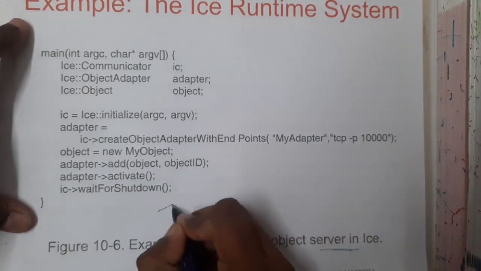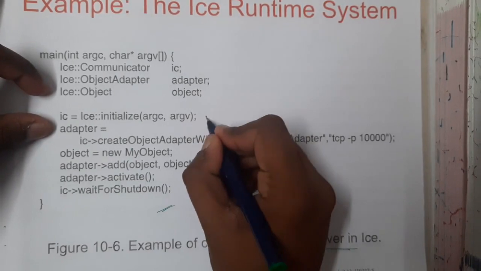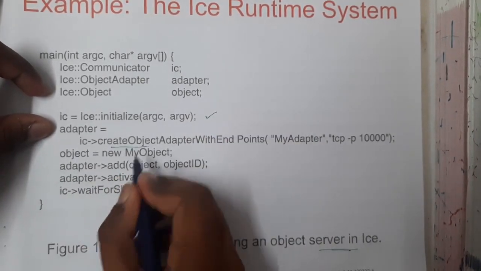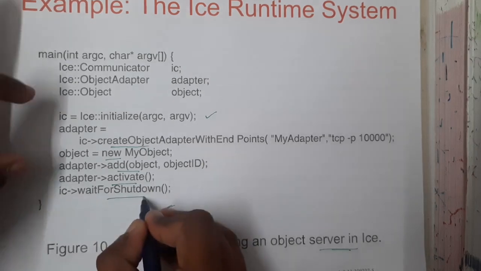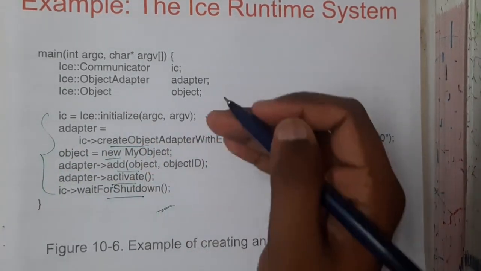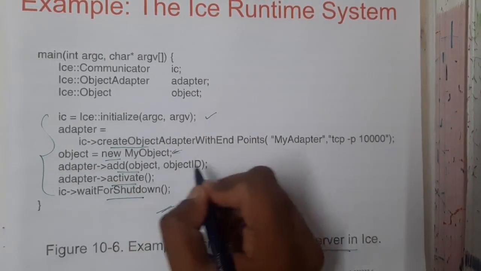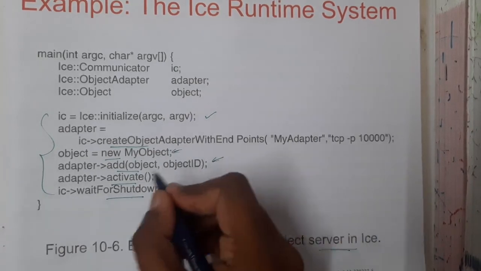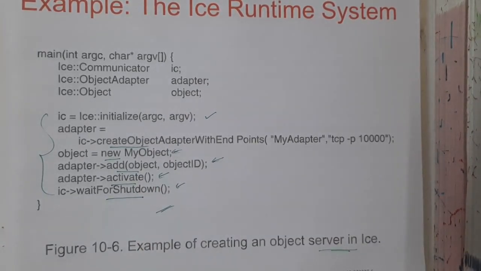I'll give you an overview. Initially you will initialize it, then create the object, add your object, and activate it, then shut it down. This is just a basic flow. You initialize it, create it, make the object for it, add that object, link them, then activate it, and once everything is done, you shut it down. This is the simple process, guys.